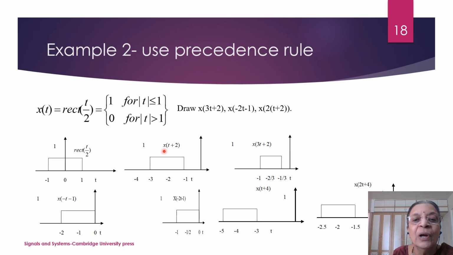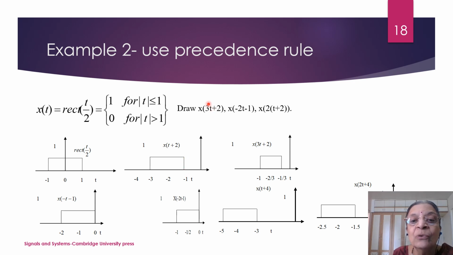Now I have to do x of 3t plus 2. So using the precedence rule, what will I do? I will execute x of t plus 2 first. t plus 2 means it is shifting towards left by 2 samples. So this is 1. Where will it go? 0, minus 1. So this line will go at minus 1 and the line at minus 1 will go at minus 3. So this is x of t plus 2.